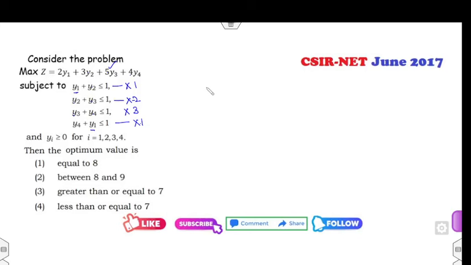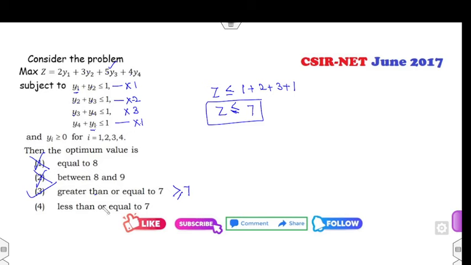Fine. So what is the right answer of this? If you multiply and add them, what is the value of the z? y1 plus y1, 2y2, 0. So z will be less than or equal to 1 plus 2 plus 3 plus 1. So what is the answer of this? 3, 6, 7. Fine. So the optimal value of the z is 7. So equal to 8 cancel, greater than or equal to 7. So equality is satisfied. Less than or equal to 7, equality satisfied.